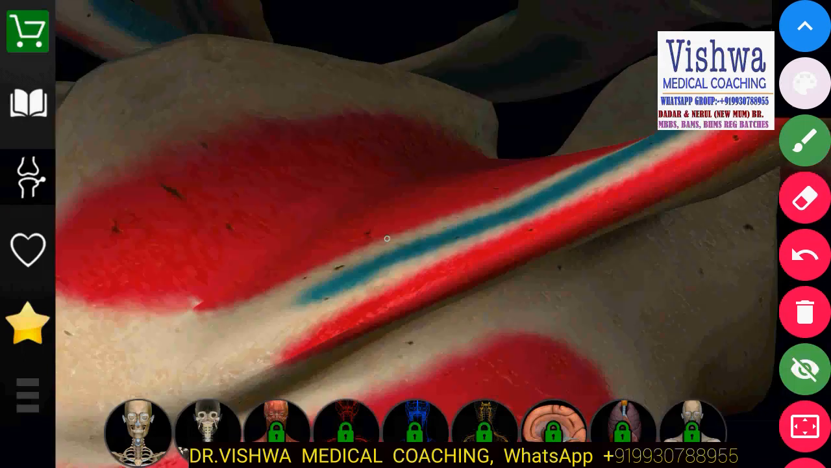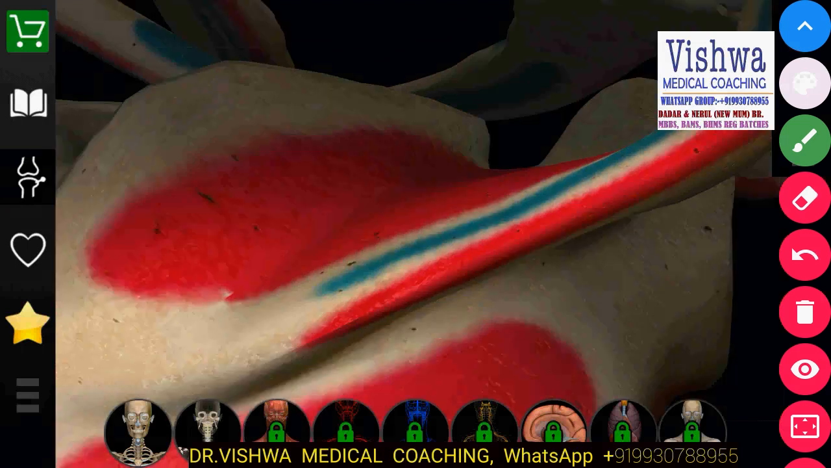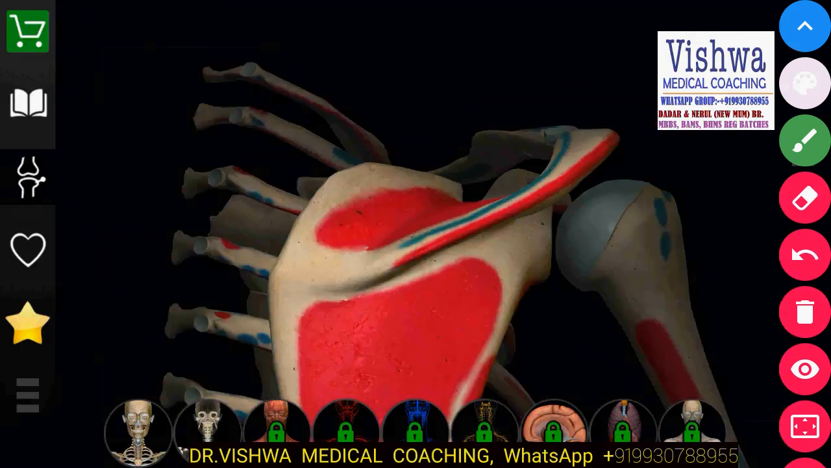So over the spine of the scapula, this one is an insertion of trapezius, whereas low down we have the origin of deltoid. Again, a very important thing, you can be asked very commonly in the vivas. Let me have the costal surface also.